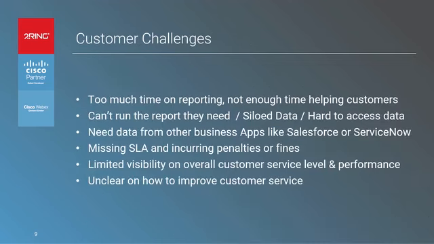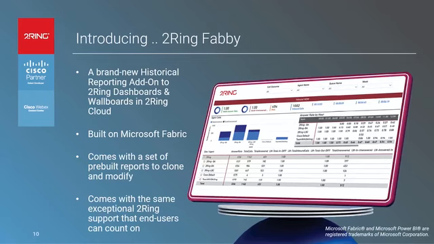And again, some of the customer challenges that we see are what led us to introduce our historical reporting tool that we are unveiling here. This is the first time that anybody's hearing about the historical reporting tool that we have. It used to be all about real-time reporting, but customers always need to talk about historical reporting. So this is what we are introducing now. It's called 2Ring Fabby, the historical reporting tool from 2Ring.